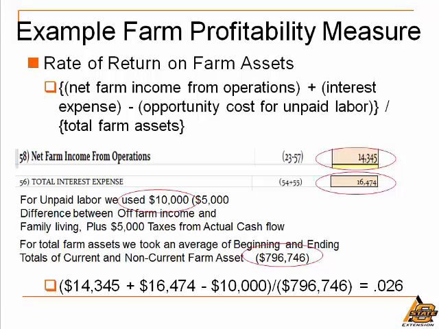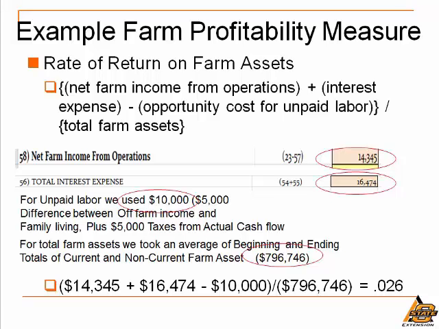We arrived at that value by considering the fact that family living costs, plus taxes that need to be paid, are running about $10,000 more than off-farm income based on the cash flow numbers. So the farm needs to contribute approximately that amount in the form of unpaid labor.